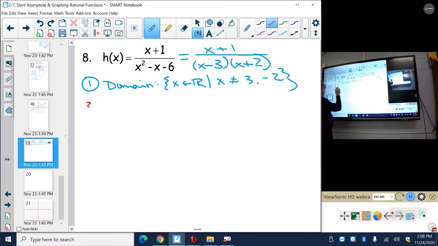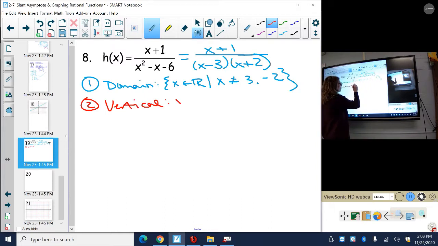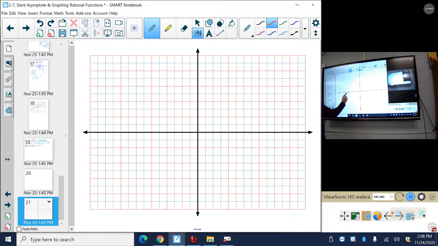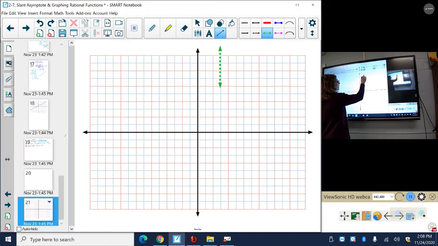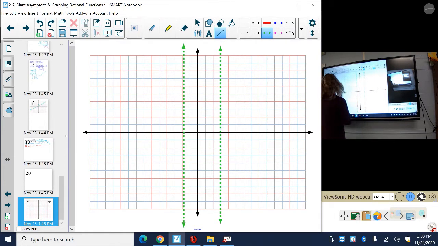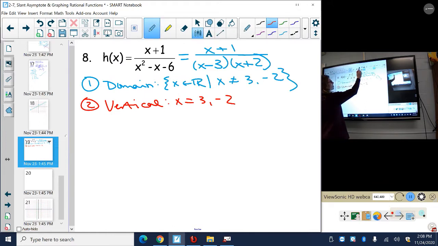Next, I'm going to have my vertical asymptotes. Vertical, nothing cancels out, so x is equal to 3 and negative 2. So I'm going to immediately come over here and graph those, 3 and negative 2. Okay? Next is going to be my horizontal.